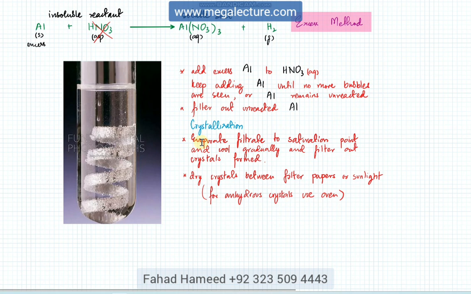What are you going to do? You're going to crystallize: evaporate the filtrate to saturation point and cool gradually, and filter out the crystals that are formed, and then dry the crystals between filter papers or in sunlight and so on.